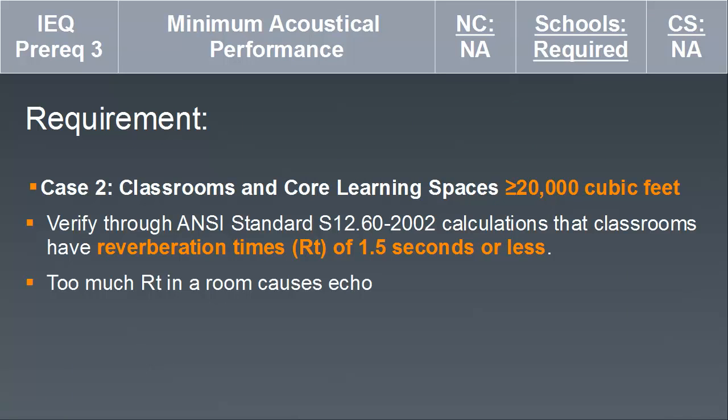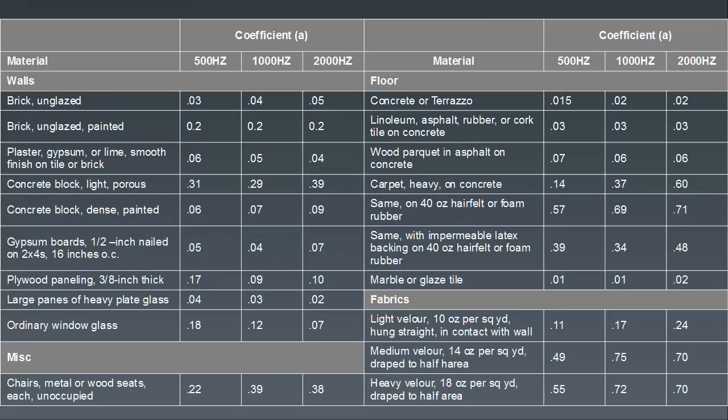Case 2 is for classrooms and core learning spaces greater than 20,000 cubic feet. You need to verify through ANSI standard S12.6 calculations that classrooms have reverberation times of 1.5 seconds or less. Too much reverberation time in a room causes echo. Here's an example chart of various materials and their acoustical coefficient. You don't have to memorize this chart, but it's good to compare materials to start to see which ones perform better. Something like concrete that's really hard, solid, has a very low coefficient, whereas something like down below that, under floor, you could see carpets have a much higher coefficient, so they're going to absorb the echo and sound reverberations better.